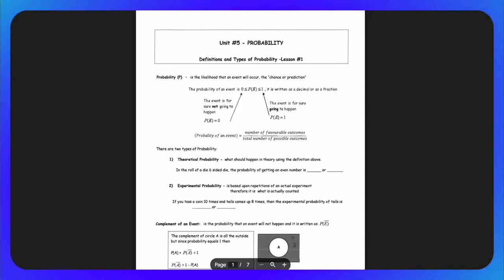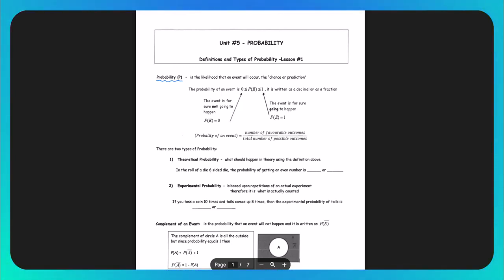So first of all, probability as a definition is the likelihood that an event will occur. And sometimes we've heard it talked about as chance or prediction. Now, the probability of an event is a number between 0 and 1, where 0 is the probability that the event will not occur for sure, not going to happen. So there's 0 chance of something happening. We say the probability of that event is 0. On the other extreme, we have the event that is going to happen for sure, and that has a probability equal to 1.